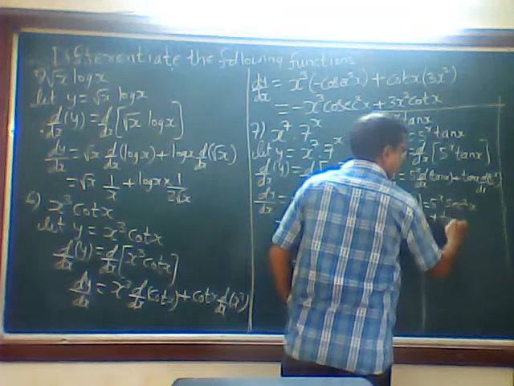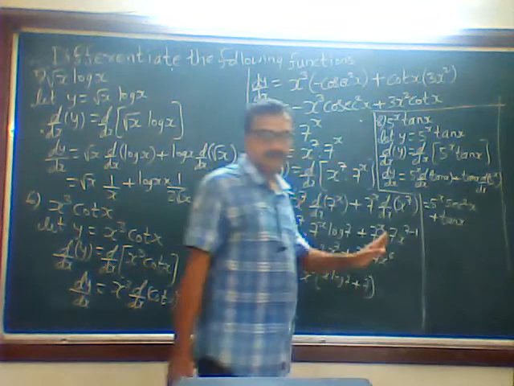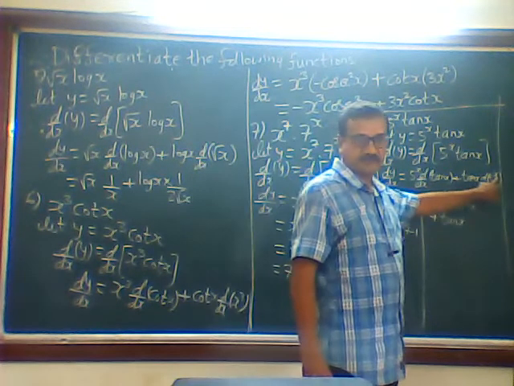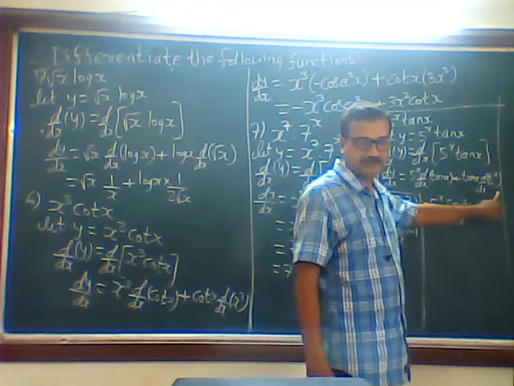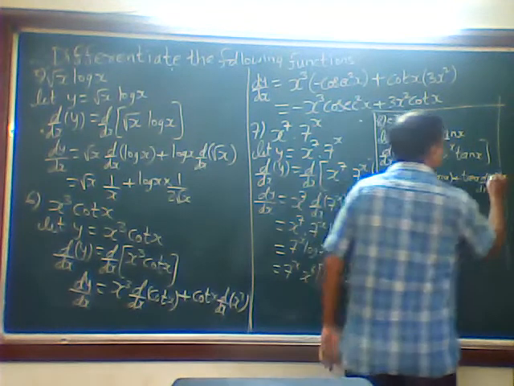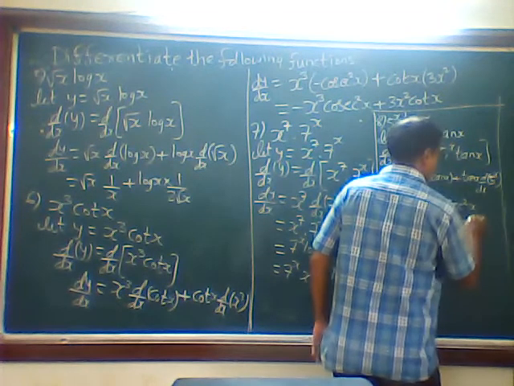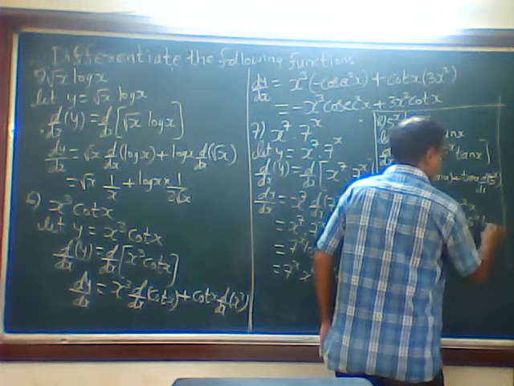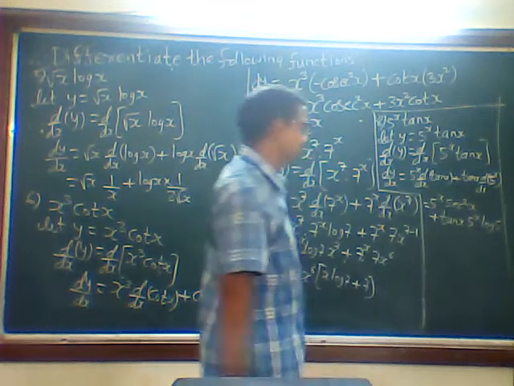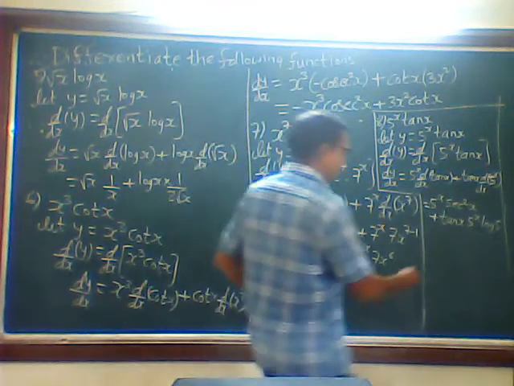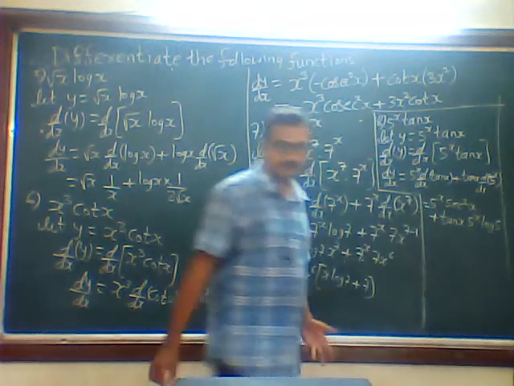Tan x as it is, again d by dx of 5 raised to x. 5 raised to x is what? a raised to x, like that. Okay? It will become what? 5 raised to x into log 5. This is the answer. If you want, again here you can take out common 5 raised to x and write it. No need, just write it down.